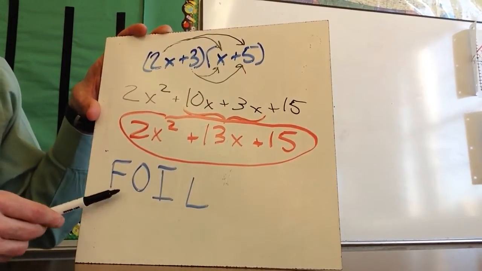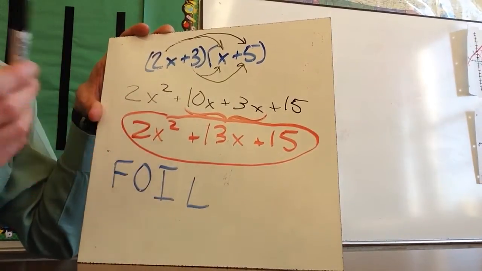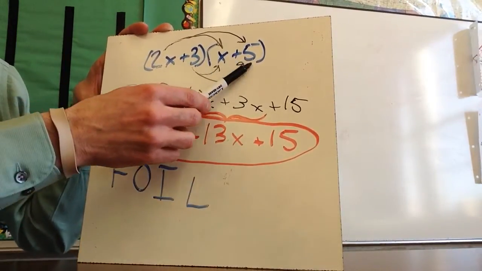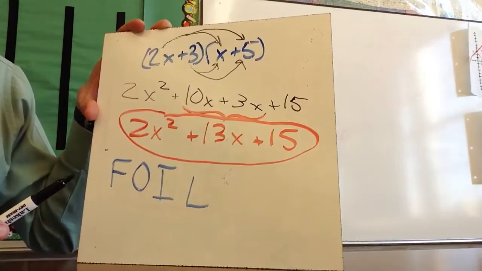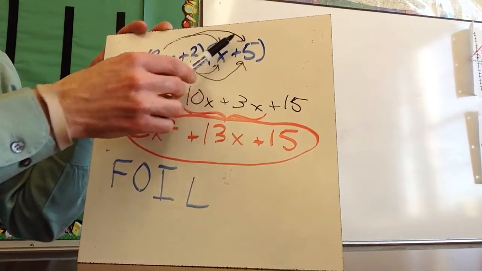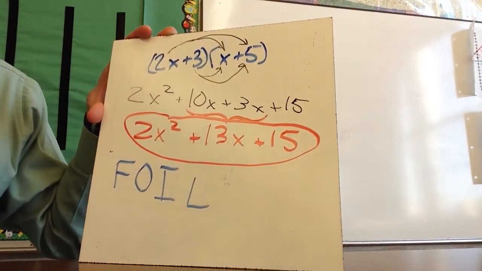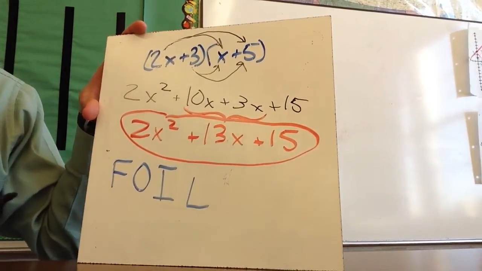Now, one of the biggest problems that I have with FOIL is it only works with binomials. So you'll see later when we add a third term here, FOIL no longer works. So I find it easier to think of this as distributing the 2x and distributing the 3. You do it in the exact same order, and it works out that way.